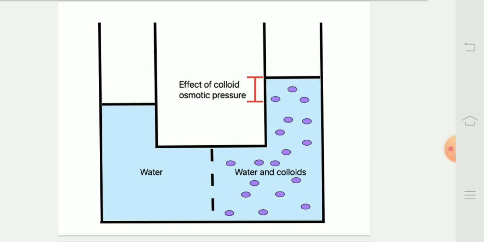In this diagram, we can see the effect of colloidal osmotic pressure across the barrier, leading to increased volume on the colloidal side.